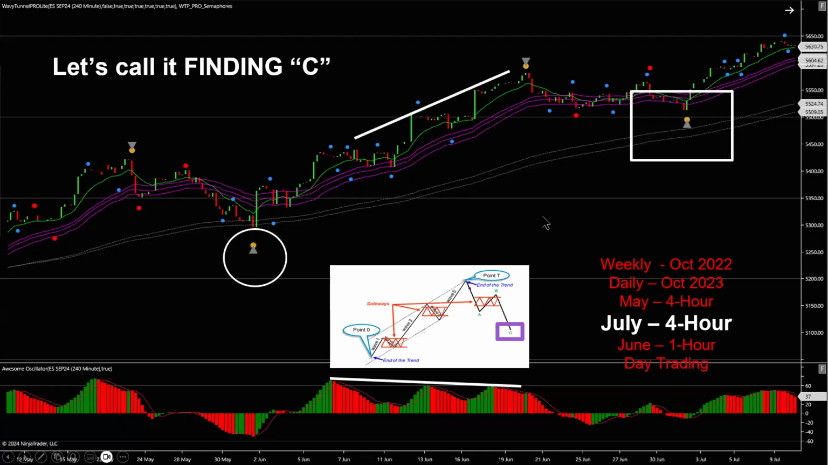Now, the other thing that I'd like to point out is the awesome oscillator. This is an Elliott wave oscillator, and the way I use it is when we see divergence, so when price makes a new high and the awesome oscillator makes a lower high, that means that the market is running out of steam and that we could potentially have a correction.